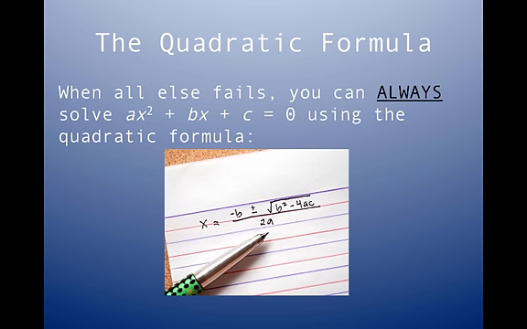the quadratic formula. When everything else fails, you can always solve any quadratic equation by the quadratic formula. All right, and I'm sure some of you sang songs to this formula growing up, but it is x equals negative b plus or minus the square root of b squared minus 4ac all over 2a.